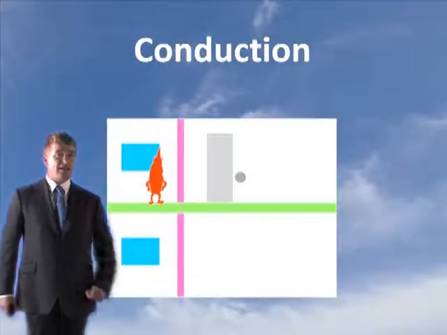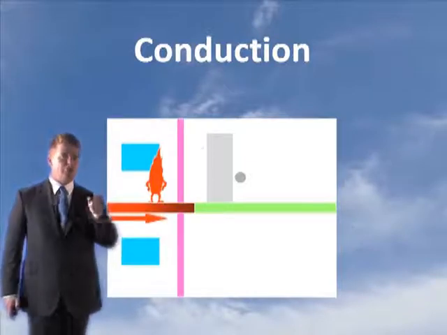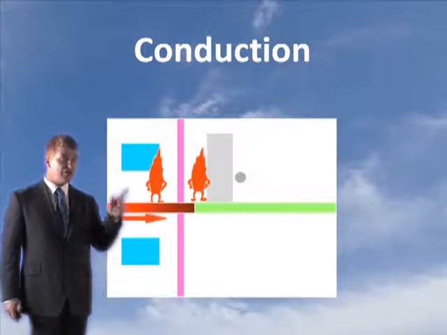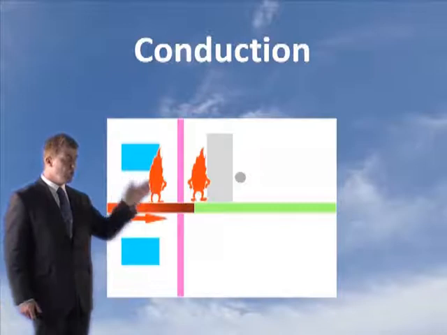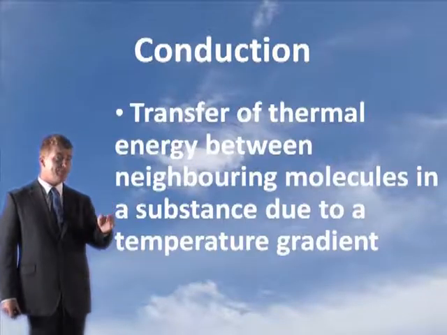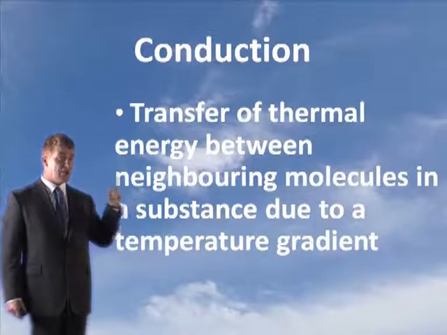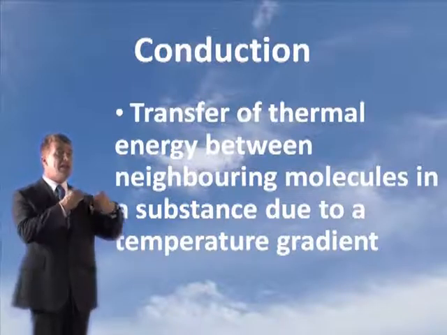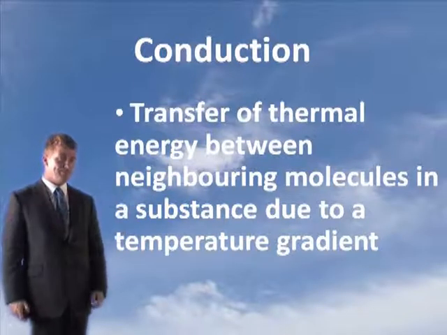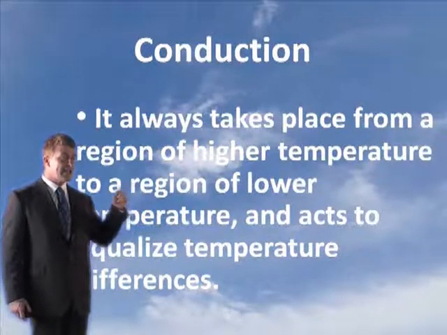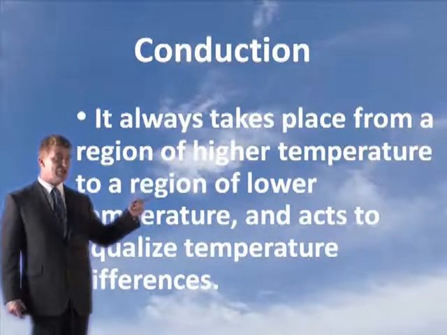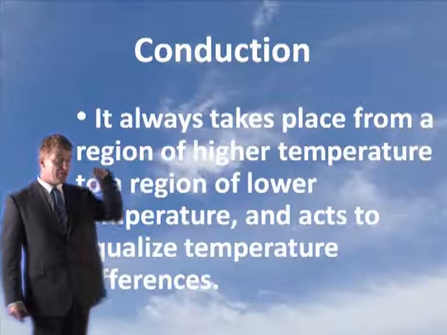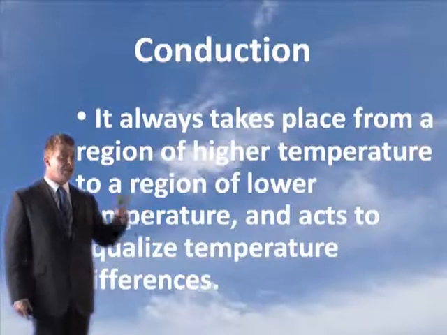The next heat transfer mechanism I'm going to go through is conduction. So I've covered radiation and convection, now conduction. Conduction is the transfer of thermal energy between neighbouring molecules in a substance due to there being a temperature gradient there. And it always takes place from a region of higher temperature to a lower one. It's always transferring from higher to lower. And it acts to equalise.